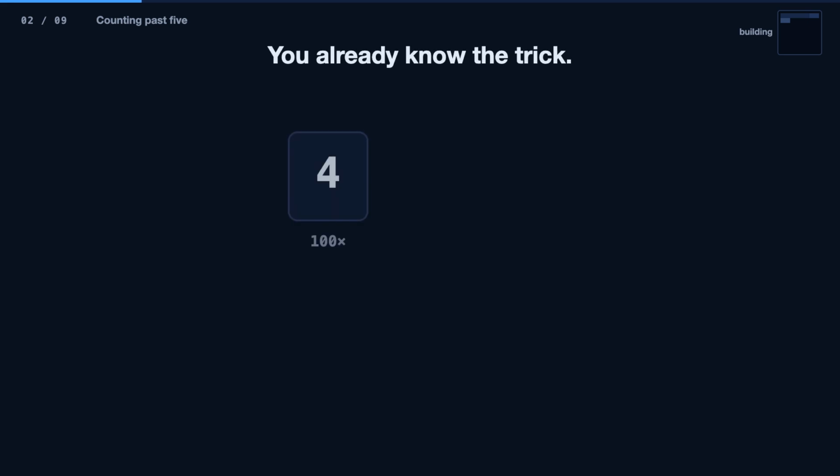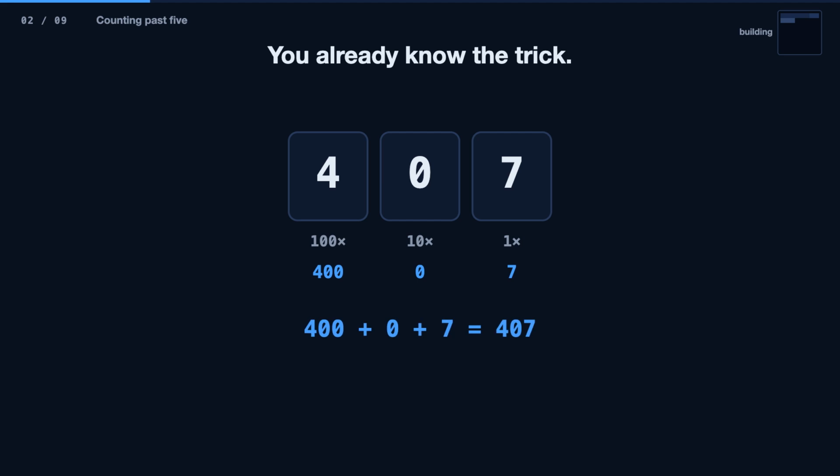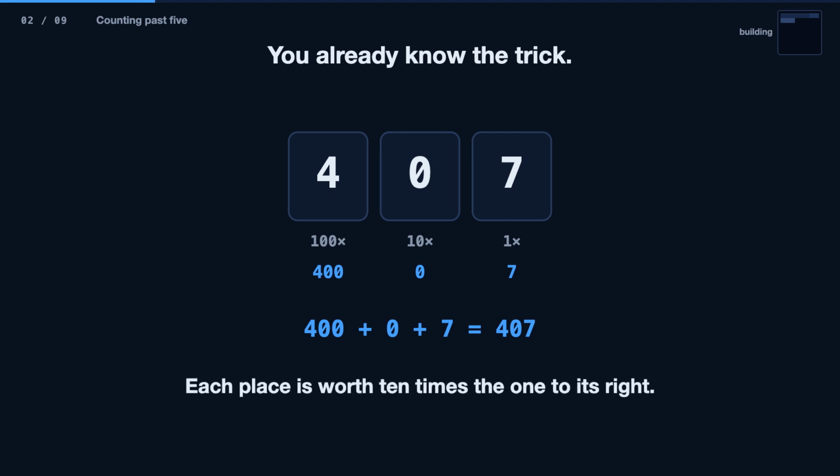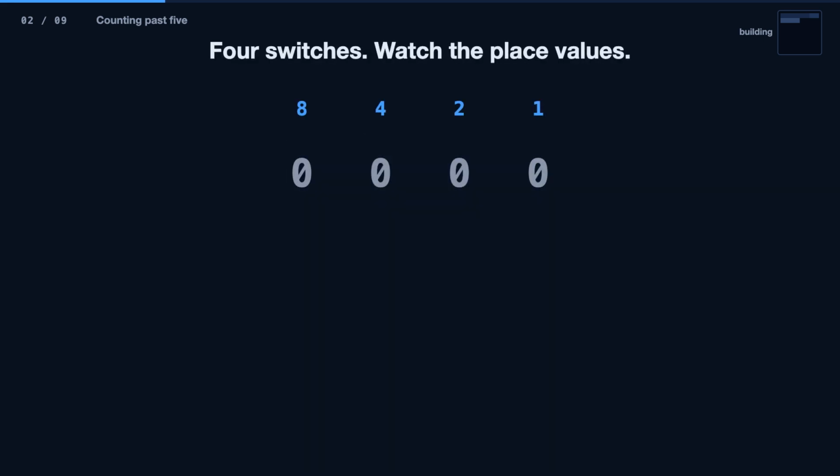You already know how this works, because you already use place value every day. 407 is not the symbols 4, 0, 7. It is 4 hundreds, no 10s, and 7 ones. Each place is worth 10 times the place to its right. Binary does exactly this, with 2 instead of 10.